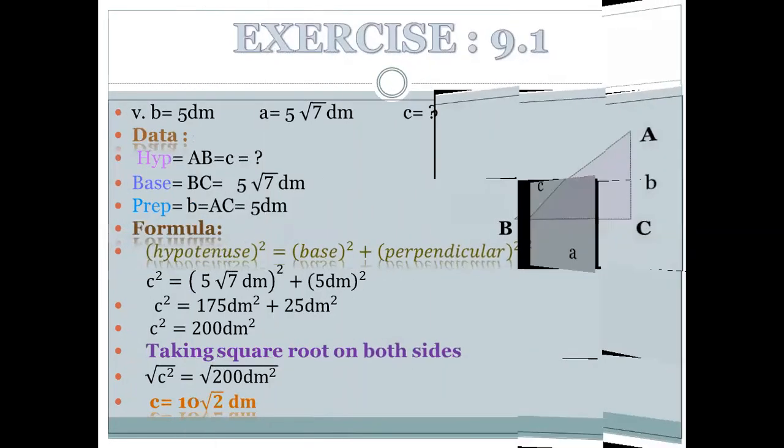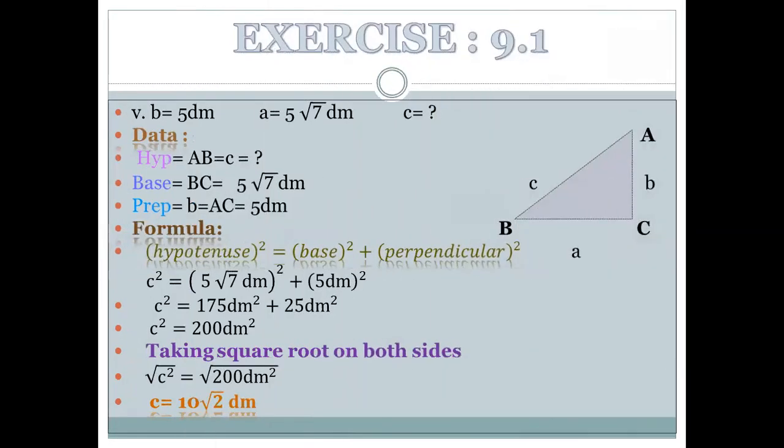Part 4 is your homework. You will do it by yourself. I did parts 5 and 6 for you. Now part 5, B and A are given, C is unknown. It means that now the hypotenuse is unknown, base and perpendicular are given to us. Again, we apply the Pythagoras theorem. Hypotenuse square is equal to base square plus perpendicular square. When you put in the values, add the square of the base and the perpendicular, and take the square root. At the end, we see that the value of the hypotenuse is 10 under root 2 decimeters.